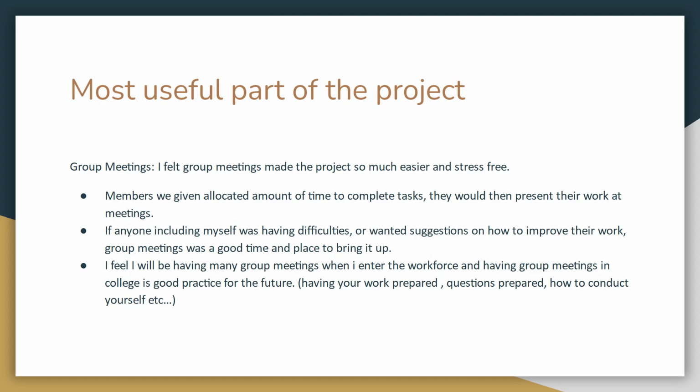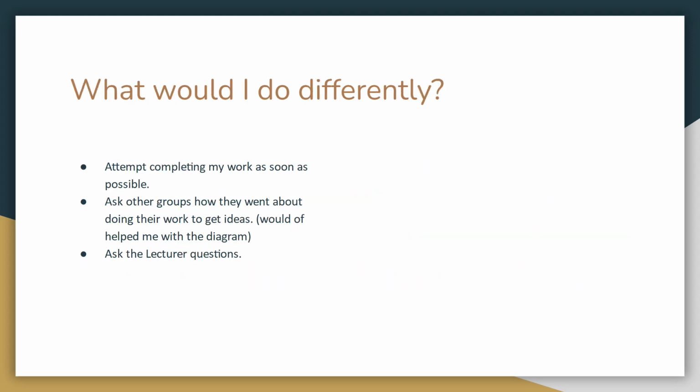I feel I'll be having many group meetings when I enter the workforce, and having group meetings in college is good practice for the future. Having your work prepared, questions prepared, and knowing how to conduct yourself in meetings is good practice. What would I do differently? I tend to complete my work as soon as possible, ask questions from other groups on how they did their work to get better ideas, and ask the lecturer questions.